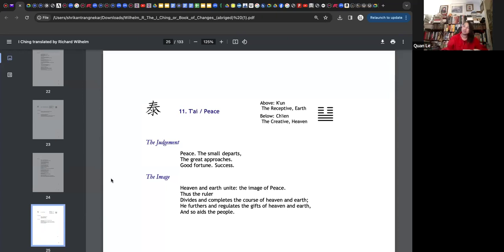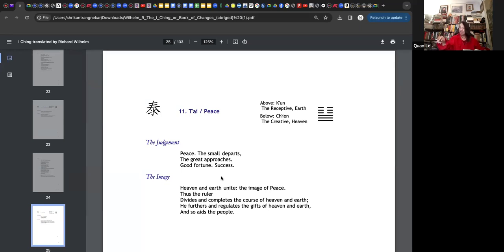So what you see on the left corner is the Chinese character, right? That Chinese character is pronounced Tai, in the fourth tone, and it means supreme peace, even if here it's simply translated as peace. On the right upper corner, you see above Kun, the receptive, the earth.